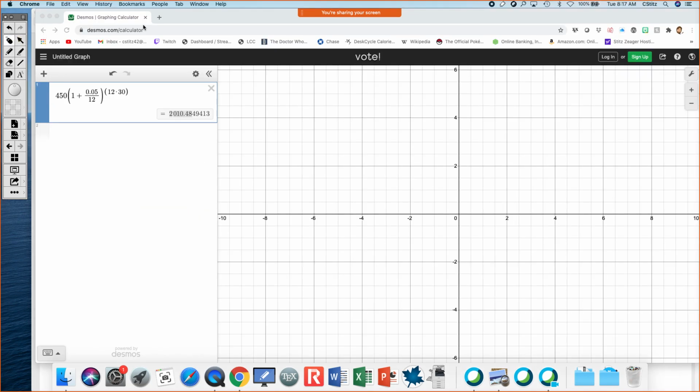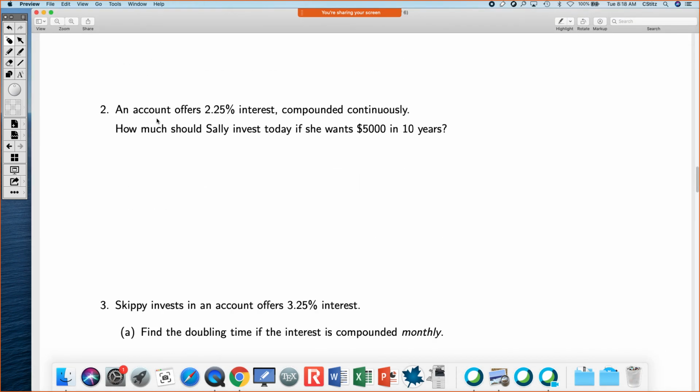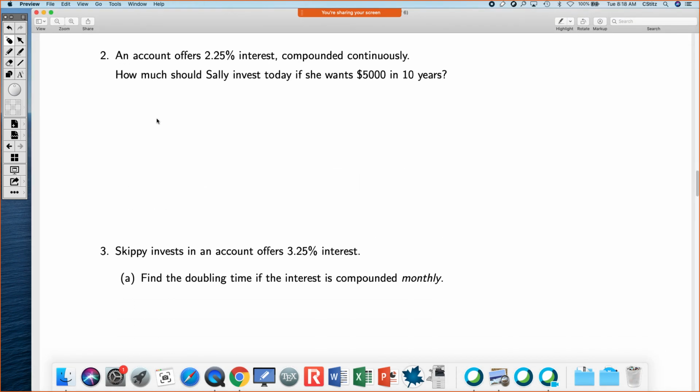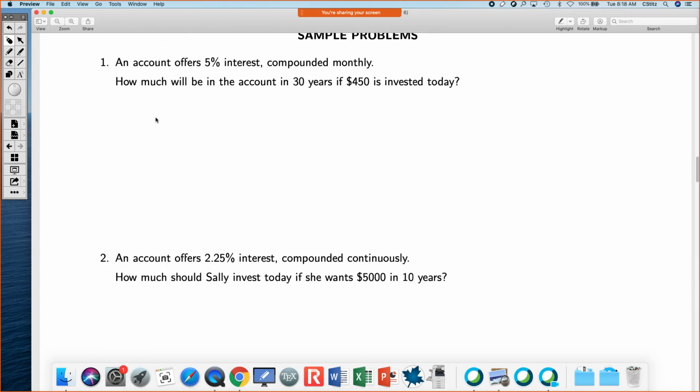All right. So the next example kind of turns it around. An account offers 2.25% interest compounded continuously. Well, we haven't talked about continuously yet, so let's actually talk about that now.